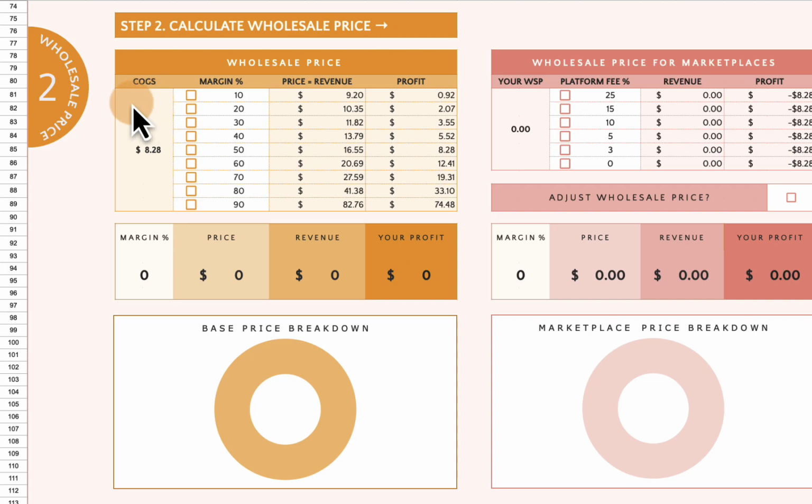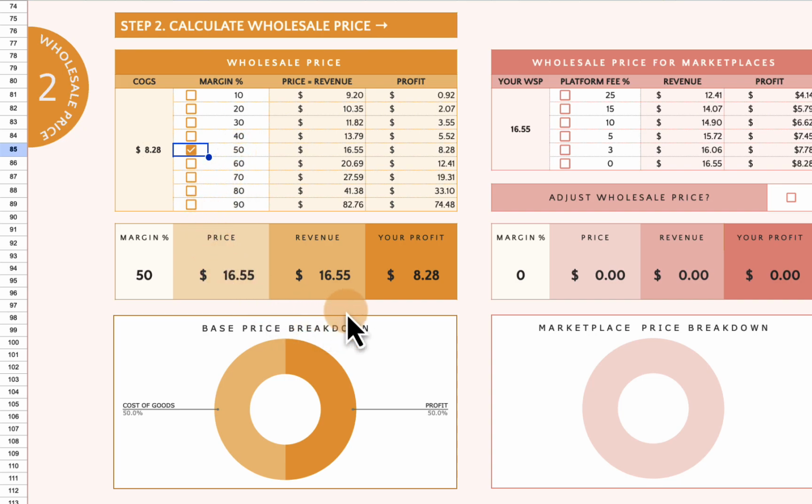You can see your cost of goods from the previous step, profit margins in percentages that you can choose from, your price and revenue, and profit amounts. Depending on your industry, profit margin from 30 to 60% is standard, with 50% being the most recommended. 50% margin means you double your cost of goods.